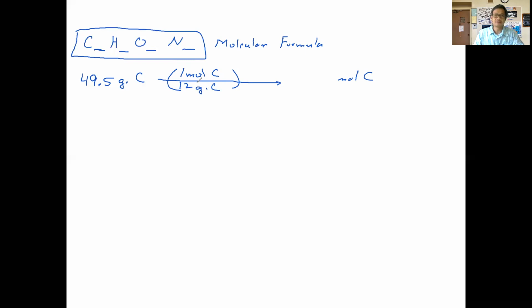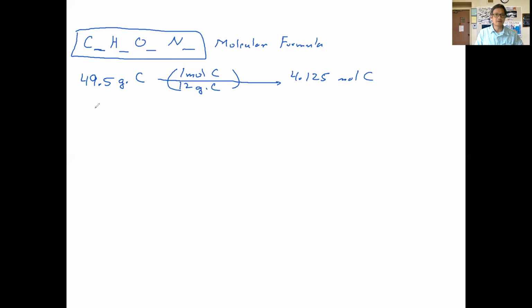This is the molar mass of carbon. How do we obtain the molar mass of carbon? You go to the periodic table and find the mass number. We're going to round to the nearest whole number here. You use that as the molar mass, which, remember from chapter 10, is the mass of 1 mole of that particular element. Let's plug that in, and we end up with a value of 4.125 moles of carbon.